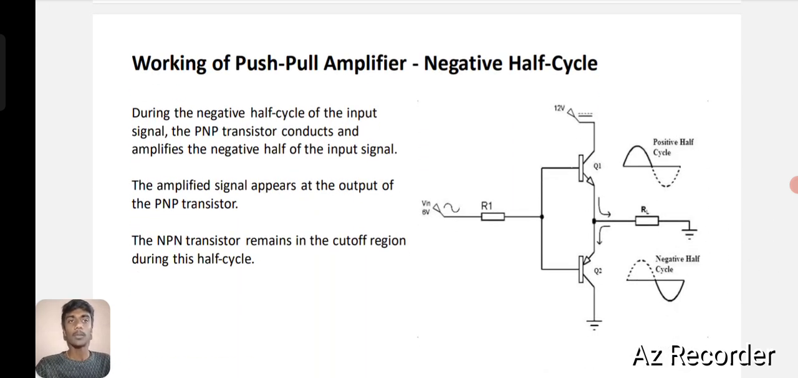Working of push-pull amplifier, negative half cycle. During the negative half cycle of the input signal, the PNP transistor conducts and amplifies the negative half of the input signal. The amplified signal appears at the output of the PNP transistor. The NPN transistor remains in the cutoff region during the negative half cycle.